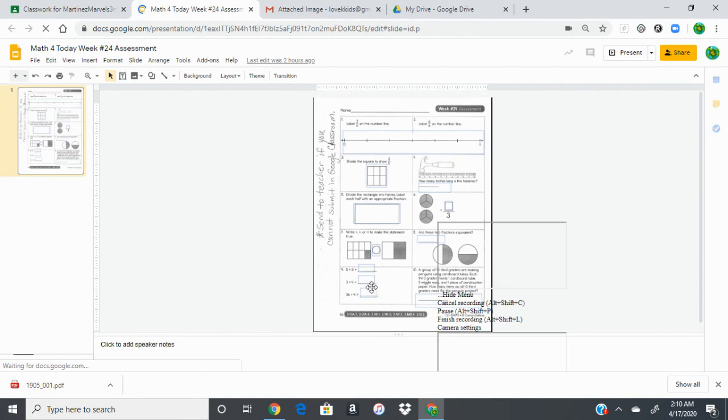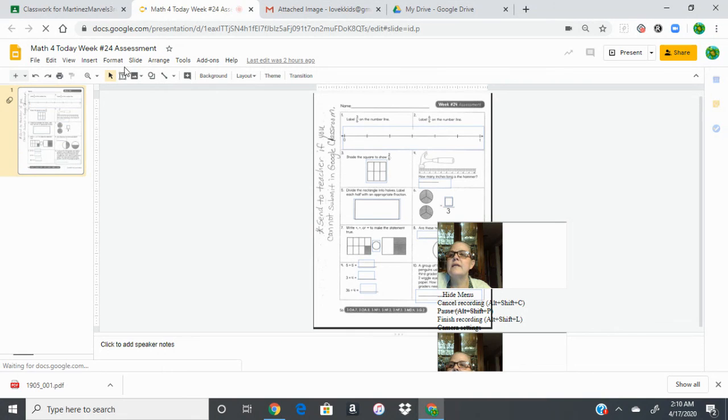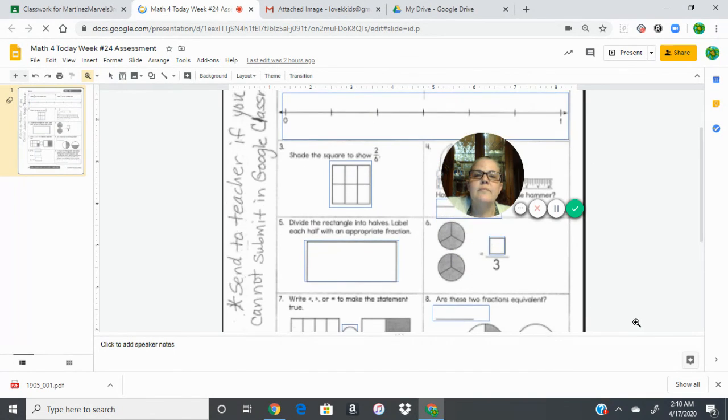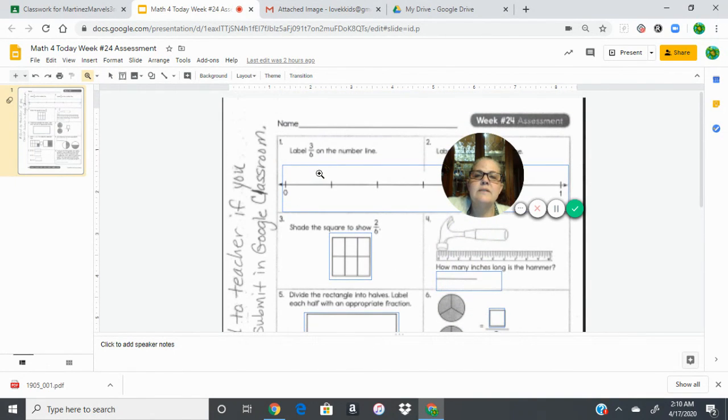All right, so if this is kind of hard to see, we can always go over here and bring it in a little closer. So I put text boxes around everything for you to answer.